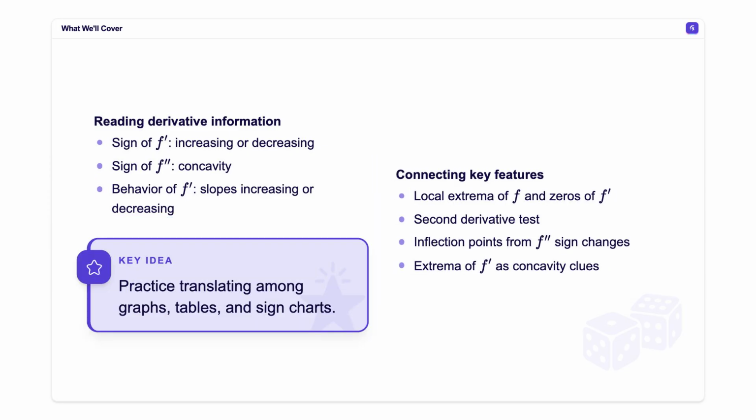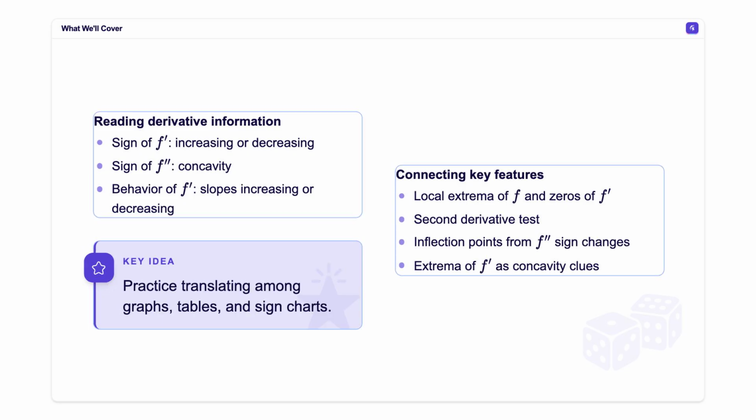Throughout the lesson, you will practice translating among graphs, tables, and sign charts. That skill is what makes these ideas useful on AP Calculus problems, because the same story can be told in several formats. So keep asking yourself two questions. What does the derivative sign say, and what feature of the graph does it create? Next, we will refresh the core derivative vocabulary before using it.